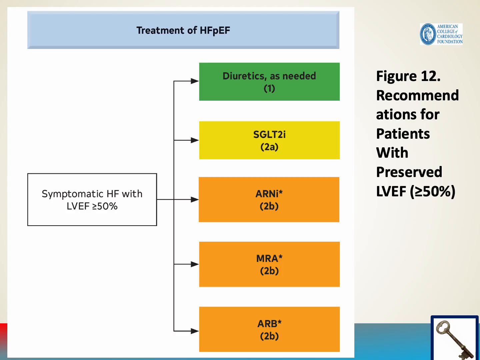So for preserved ejection fraction, everybody gets diuretics, again, if they need them, SGLT2s, and then an angiotensin receptor blocker with a neprilysin inhibitor, spironolactone, and/or an ARB if they're not on a neprilysin inhibitor.